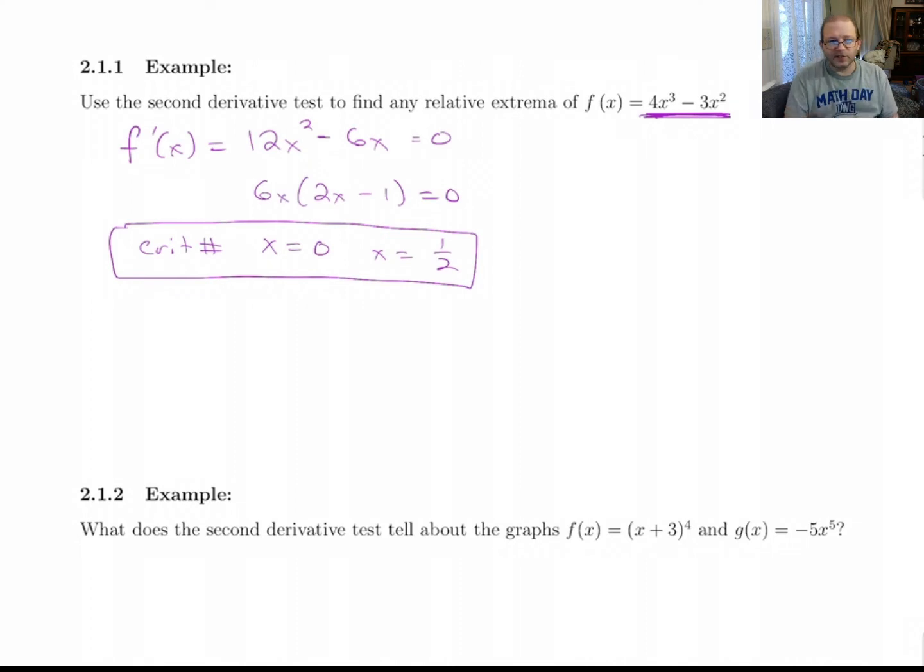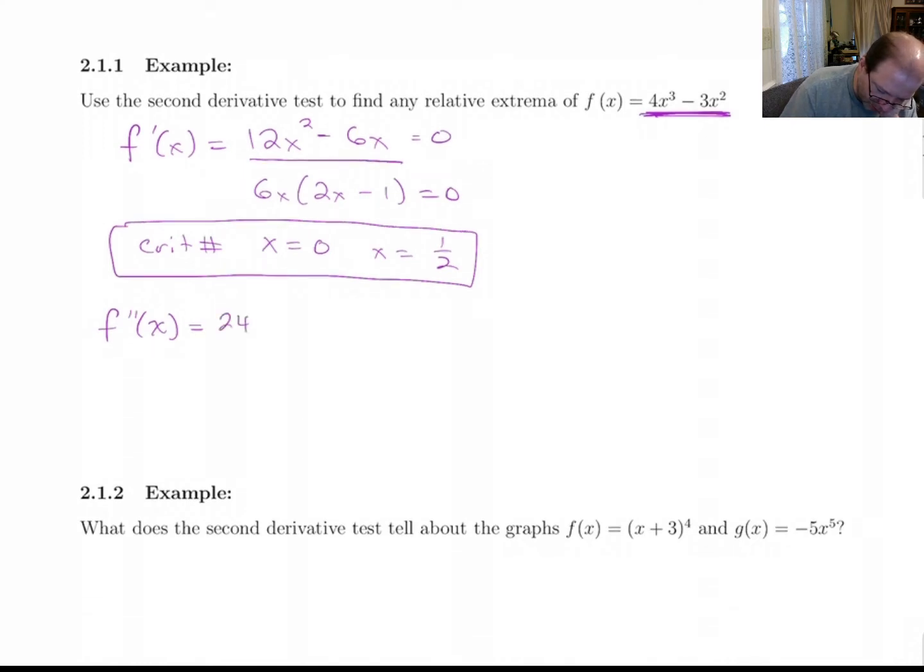And what the second derivative test tells me is, if I take the second derivative, let's see, the second derivative of this is going to be 24x minus 6. If I take f double prime of 0, I get negative 6. So that tells me that it's concave down, which is shaped like a frown. So that means I have a relative max at x equals 0.